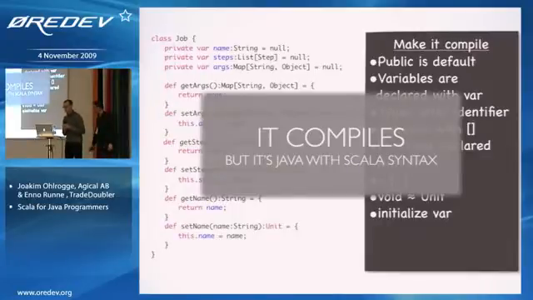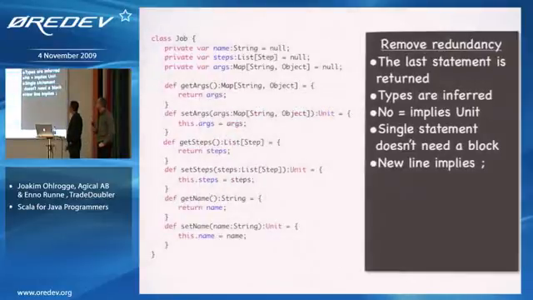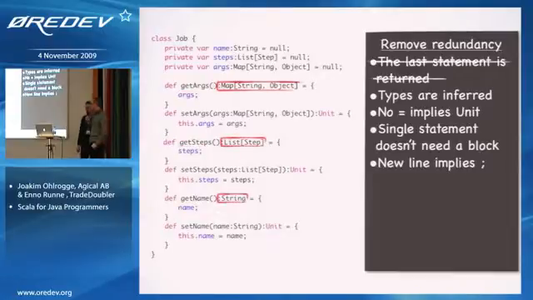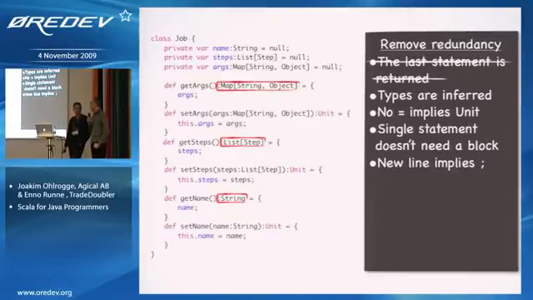But of course, if Scala was only about this, then it wouldn't be that big a deal. So we can also remove some redundancy here. And the redundancy is some Scala tricks. The last statement in a block is the value returned. So we don't have to write return. We just remove it everywhere, and the last thing is the one we return. The types are inferred. So the Scala compiler looks at what we write and understands the type that is returned from the other types that are around. So we can just remove the types in these places.